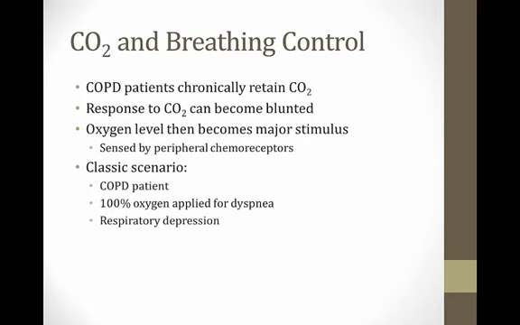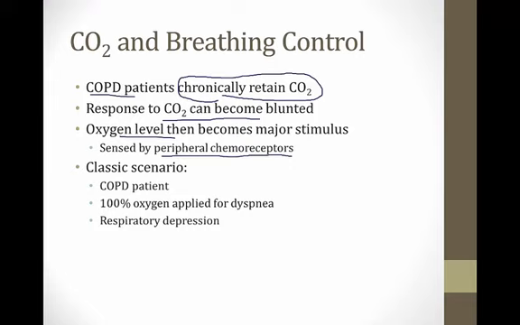There are a couple of pathologic states where this CO2 control of respiratory rate is important, and one of them is in COPD. So COPD patients chronically retain carbon dioxide. They always have a high level of carbon dioxide in their blood. And the result is that over time, their response to CO2 can become blunted. When this occurs, the oxygen level becomes the major stimulus for breathing. Remember, I said it's sensed by those peripheral chemoreceptors.